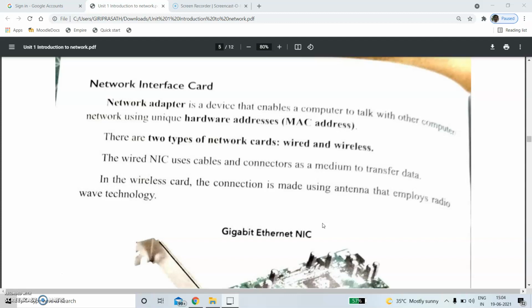Okay, then there are two types of network card called wired and wireless. Wired means wired net cables. If the network interface card uses cables and connectors to transfer the data, that is known as a wired NIC card. Okay, wireless card means the data is transmitted through radio wave technology.